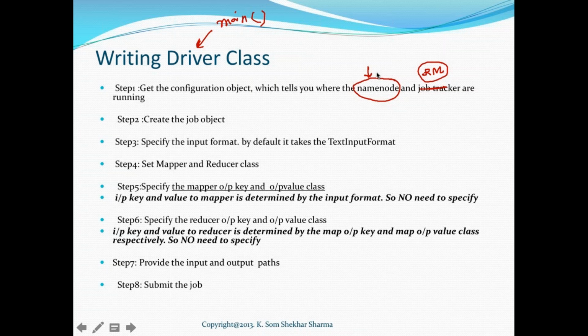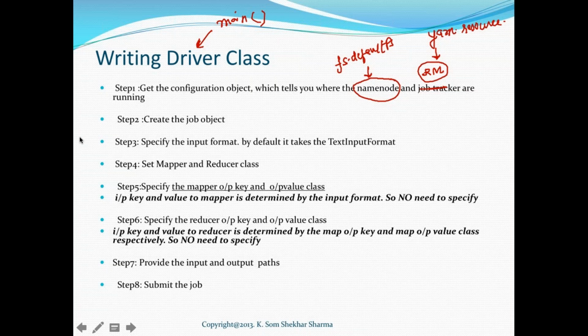Anyone remember which property tells the address of the name node, the address of the resource manager? It's your fs.default, fs.defaultFS. Yeah, and I don't remember the yarn.resourcemanager property name, something like that.